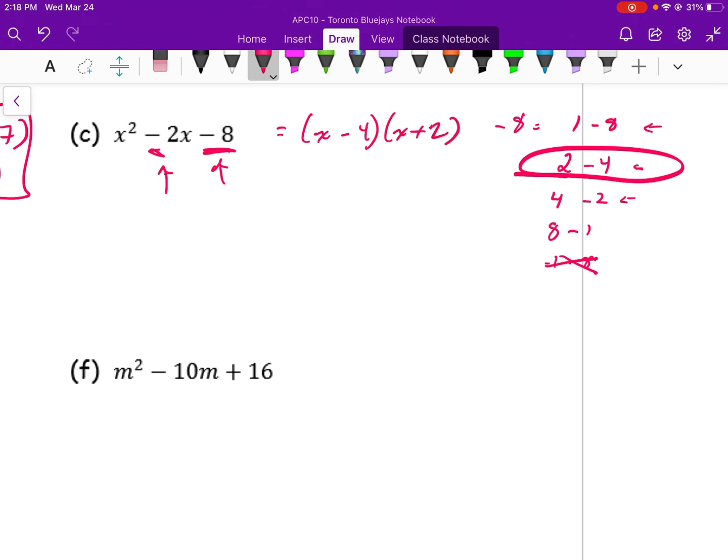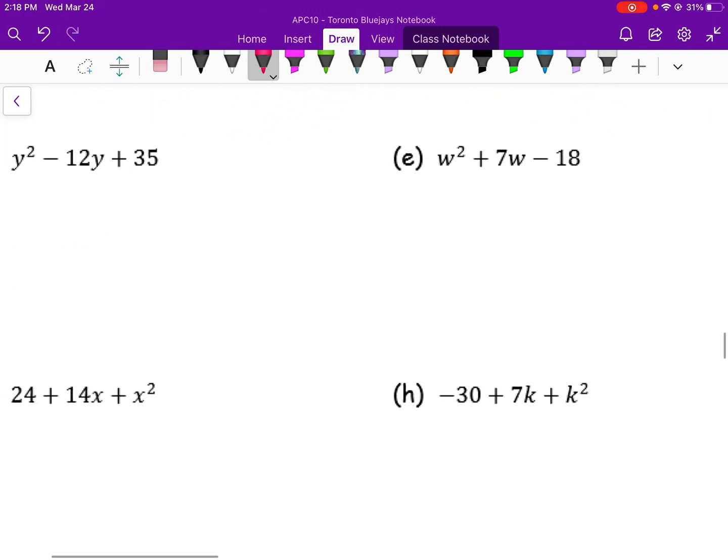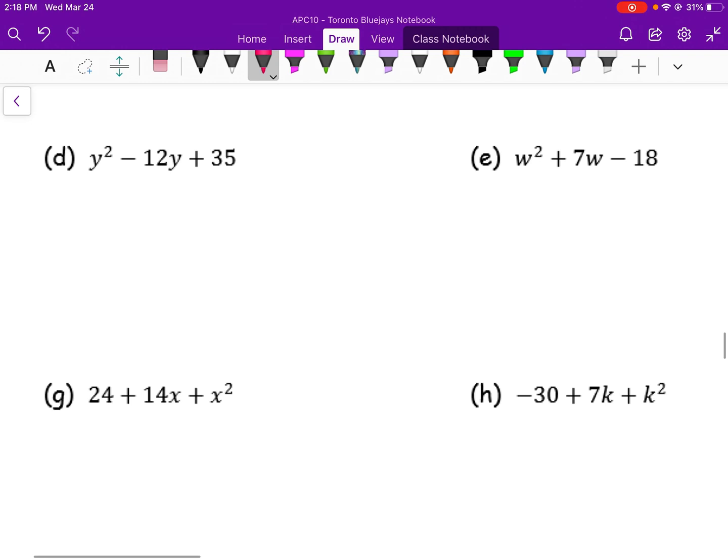So let me put it to you this way. Don't look at the paper. What two numbers multiply to -8 but add to -2? Boom. You may have it in your brain. All right, I'm going to pick up the pace here. There's a lot to do.